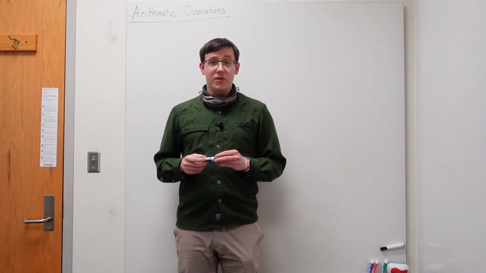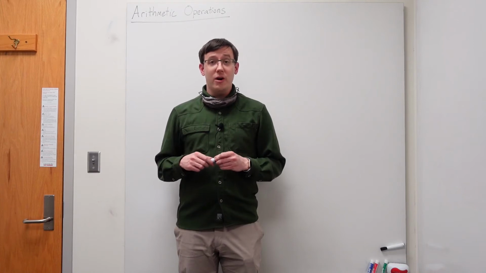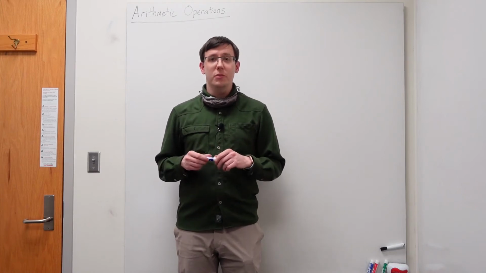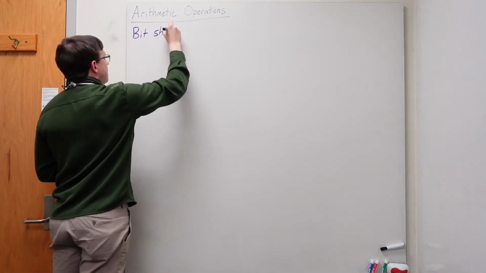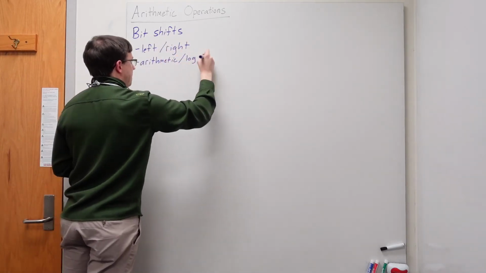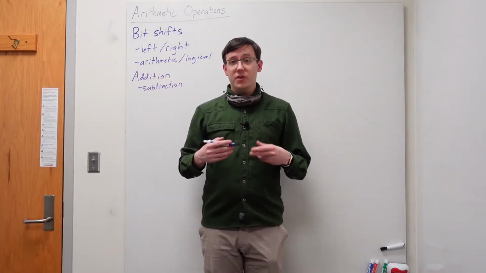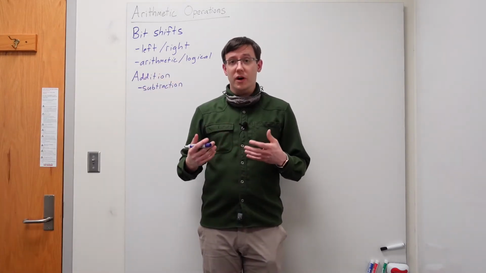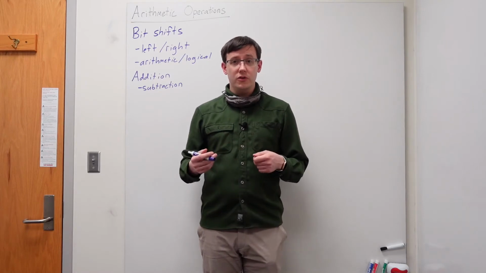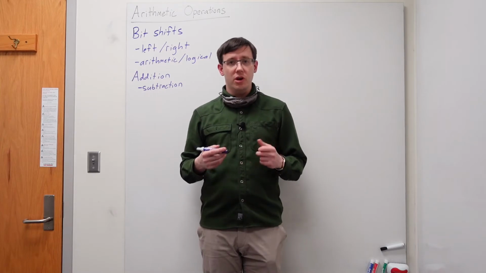Now that we know how to represent integers in signed and unsigned binary, we should talk about how to do math on those binary numbers. The main types of arithmetic operations we'll talk about include addition and subtraction, along with multiplying and dividing by powers of 2 using bit shifts.